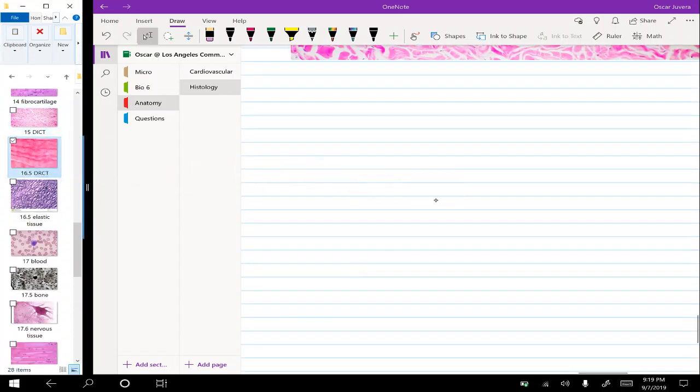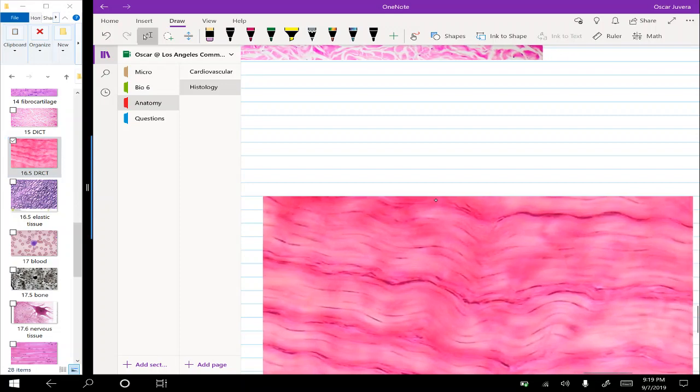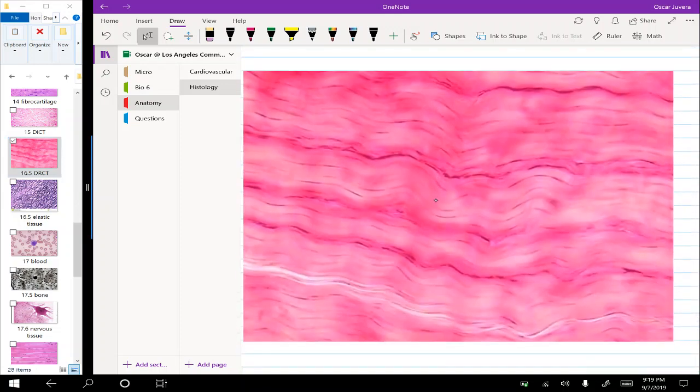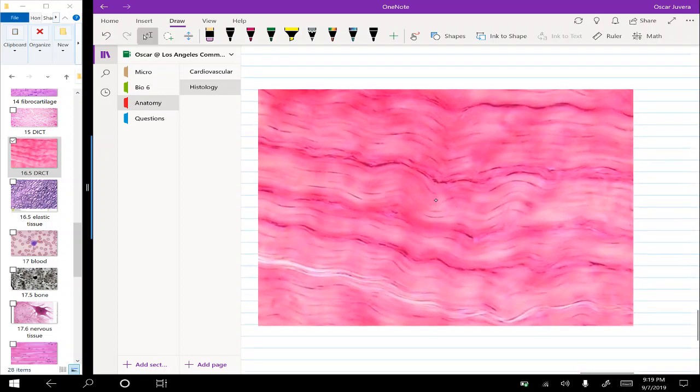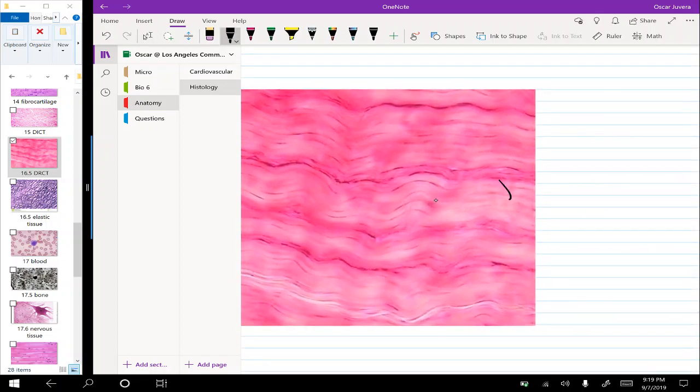So now let's compare that to the dense regular connective tissue. The dense regular connective tissue, take a look. All of those collagen fibers are arranged parallel, meaning that they're right next to each other. So you have one and another one and another one. This is really, really strong. Two places in your body where you have this are your ligaments and your tendons.